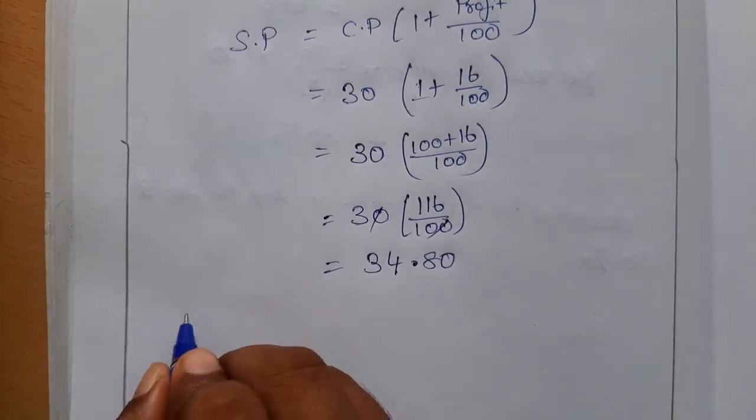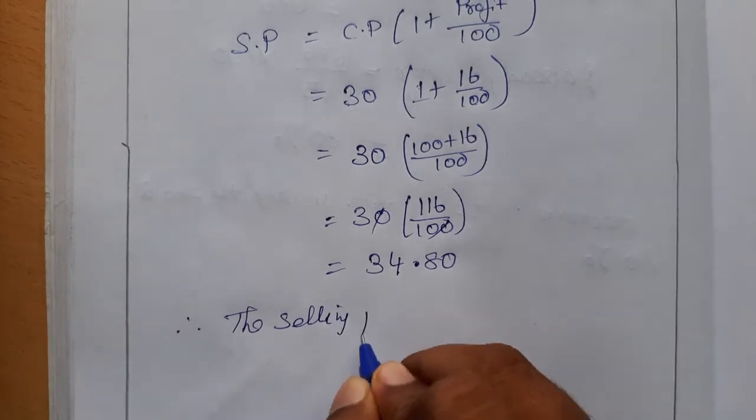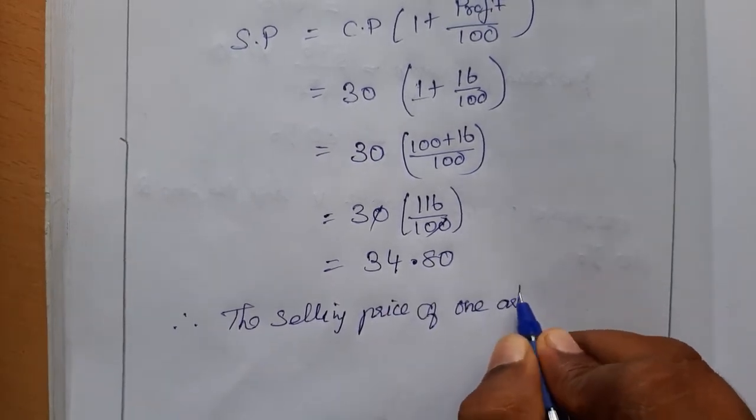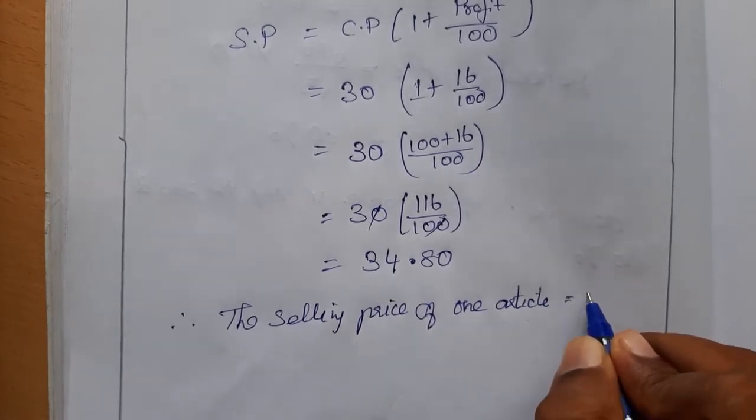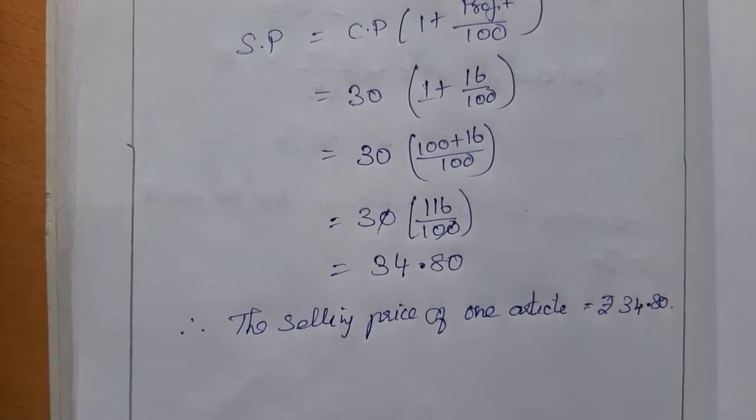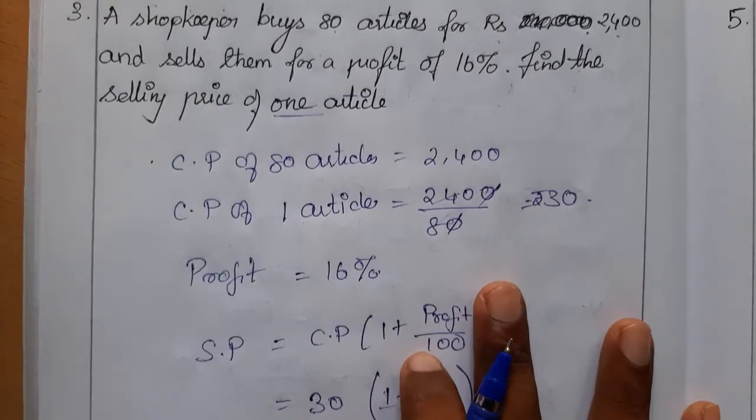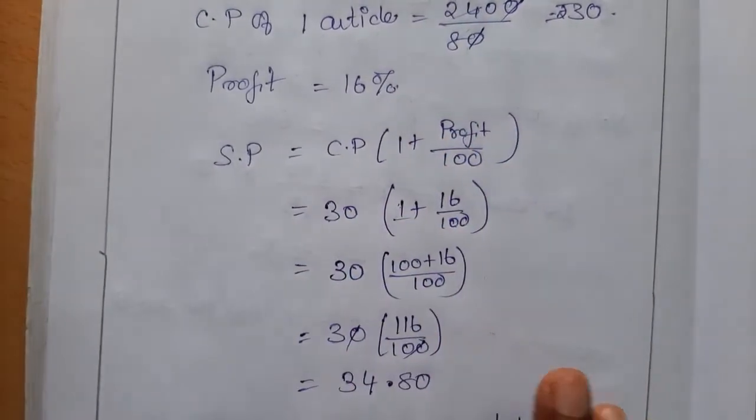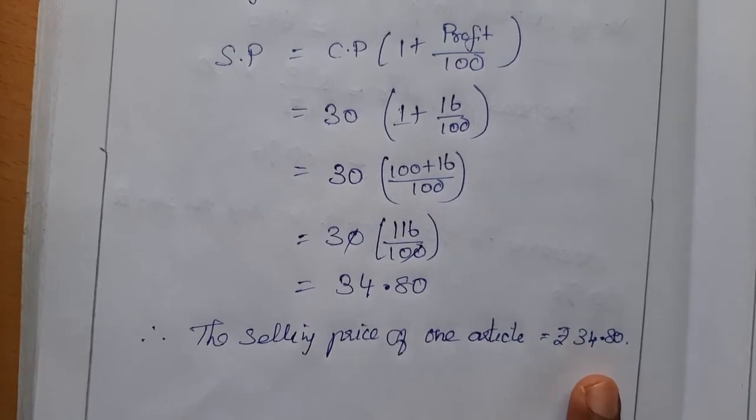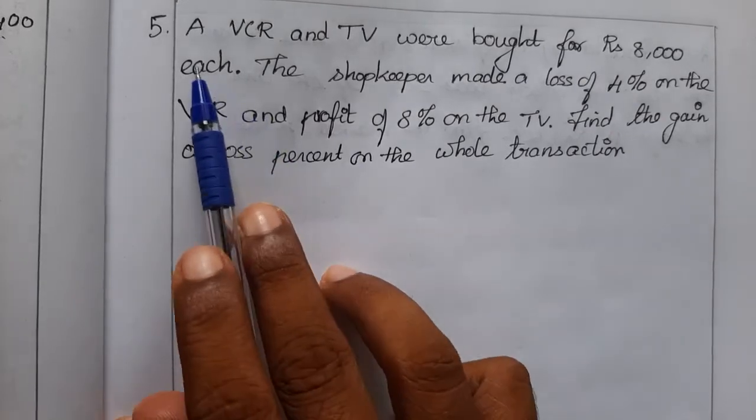So therefore the selling price of 1 article is rupees 34.80 paise. Clear? So it is given the cost price of 80. We have converted for 1 article and we have substituted in the formula and we found the selling price for 1 article as 34 rupees 80 paise. So here we go for the next problem.